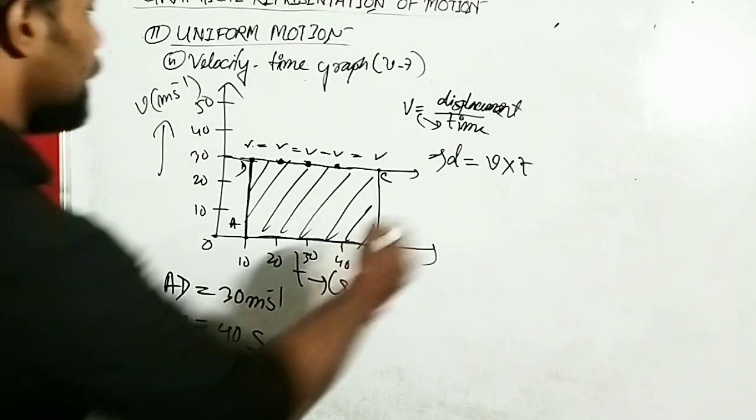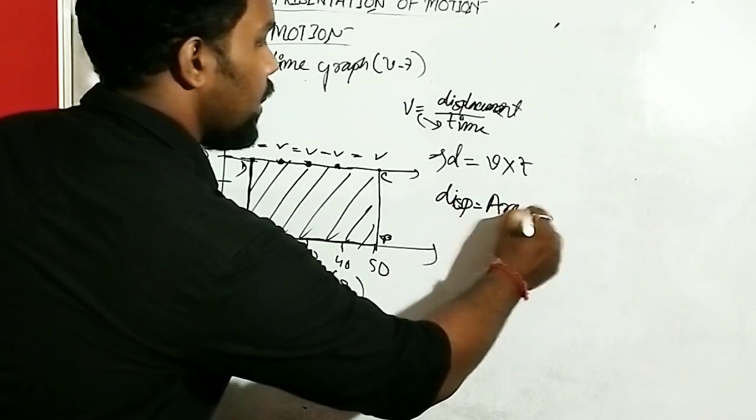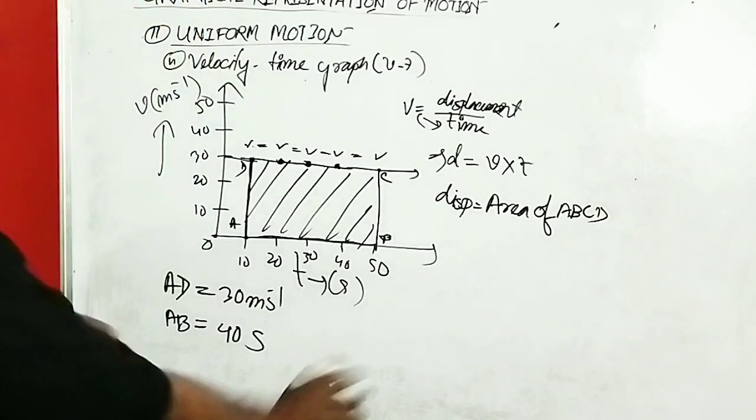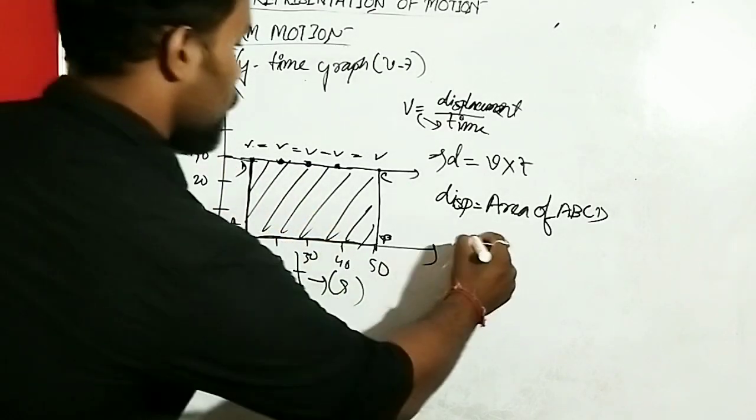Displacement. So how will we write it? The displacement is going to be the area of rectangle ABCD. So what will be the area? What is the formula for the area of a rectangle? Length into breadth, right?